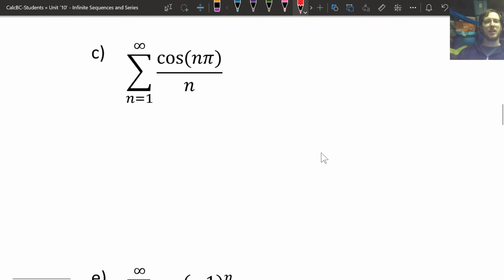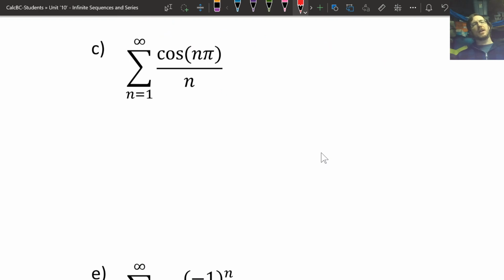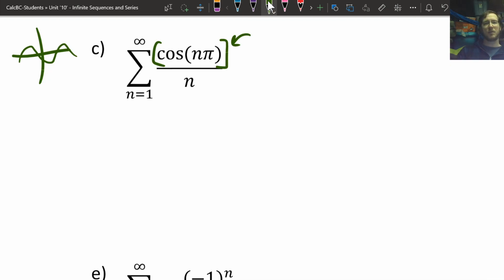All right, part C, our infinite series of cosine of n pi over n. Notice this one doesn't have that (-1) to a changing power, but it does have a cosine. Remember, cosine alternates between positive and negative, so we're going to treat this as our alternator. So that shows that we do have an alternating series.